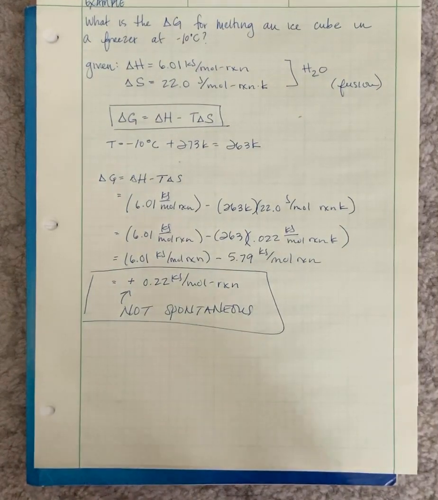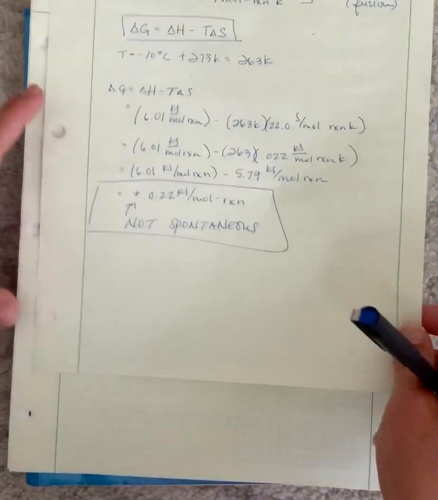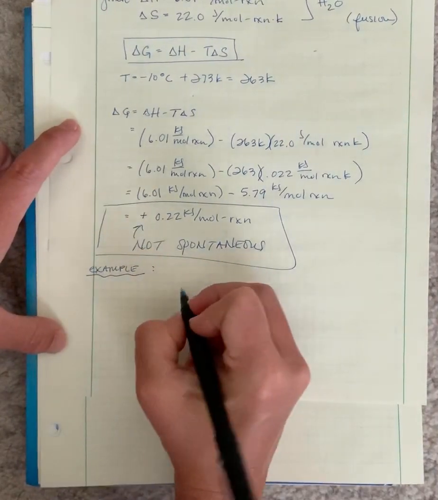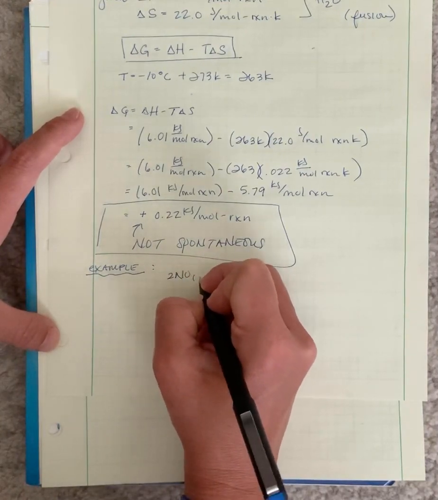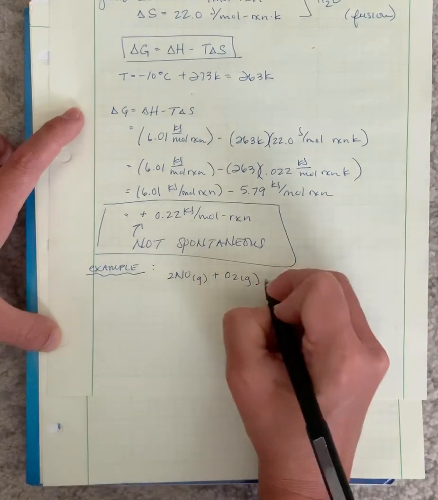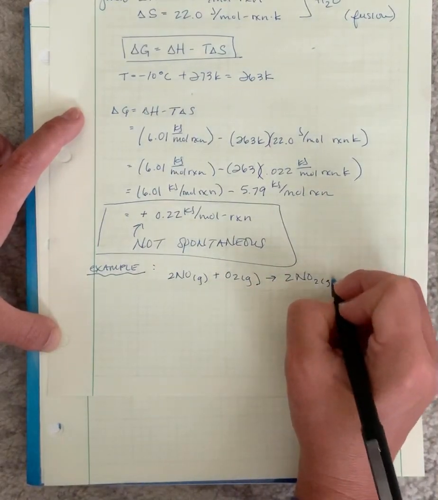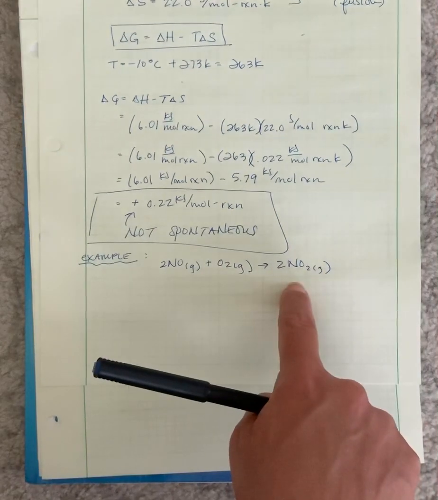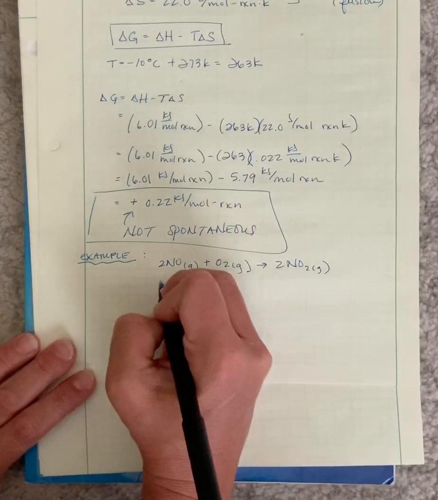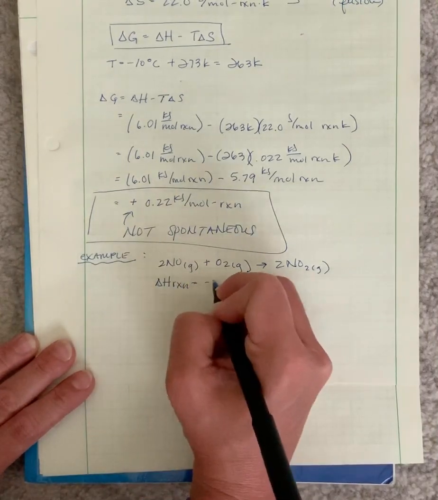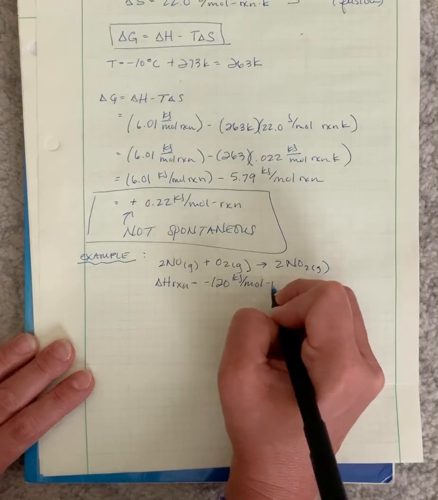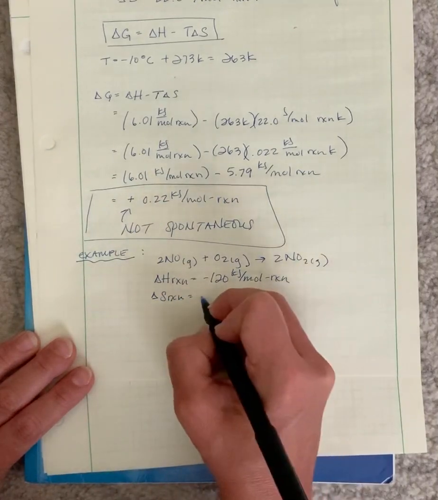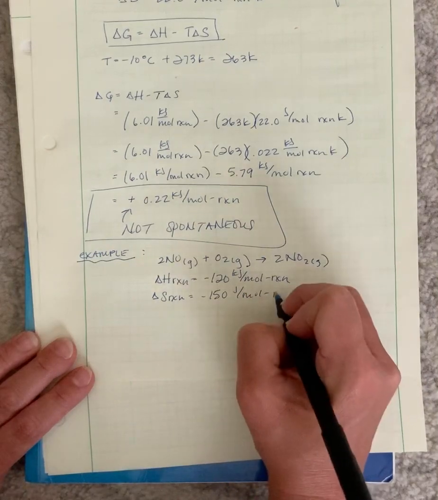All right, so here's our answer for this example problem. Let's keep going. Here's another quick example. We have this reaction, 2NO plus O2 goes to 2NO2, and these are all in the gaseous form. We know that the change in enthalpy for this reaction is negative 120 kilojoules per mole reaction, which means it is exothermic. We also know that the entropy change for this reaction is negative 50 joules per mole reaction Kelvin.